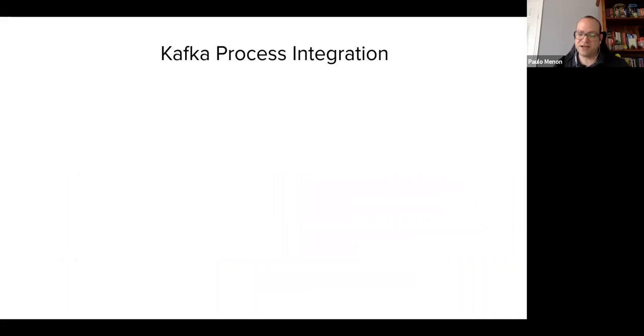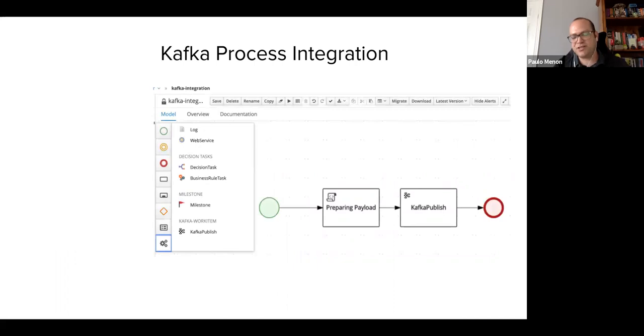So the Kafka process integration is the subprocess I created for this demo, and it's going to receive the information from the parent process so that we can dynamically publish information to different topics or queues. So you prepare the payload, and we have a payload parameter and a topic parameter that are passed as process parameters from the parent process, and then Kafka Publish is the one that's going to publish the information to Kafka. It's part of the service task list, so you can go there, put it on, and it's already installed.